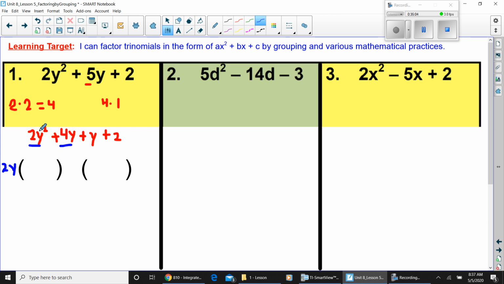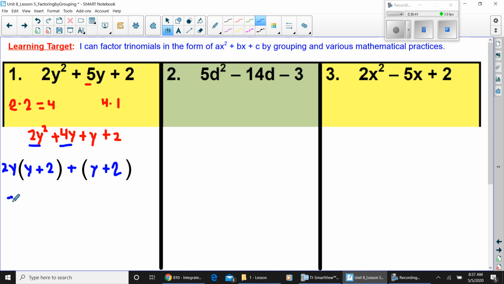So 2y times what equals 2y squared? y. 2y times what equals 4y? 2y times 2 equals 4y. Greatest common factor here, there is none. So I'm not going to put anything out there. I'm just going to put y plus 2 inside those parentheses. Notice that inside the parentheses are the same.